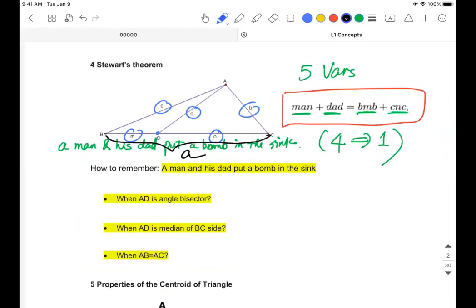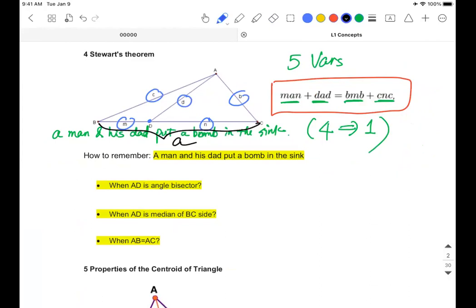Okay, good question. Some student is going to say, you know what, I really can't remember this, it's too complicated, I have to remember so many things. But if you can't remember this, there are 3 important scenarios I think you need to remember. Generally speaking, Stewart's theorem is for any kind of triangle. But now let's make it a little more specific. If I make the condition a little stronger, whenever AD is an angle bisector, not a random segment, what's going to happen?